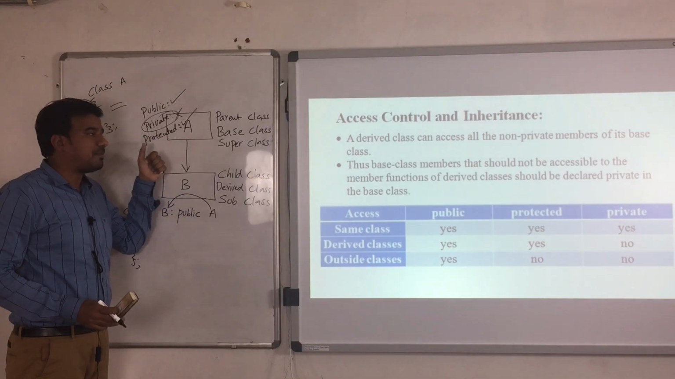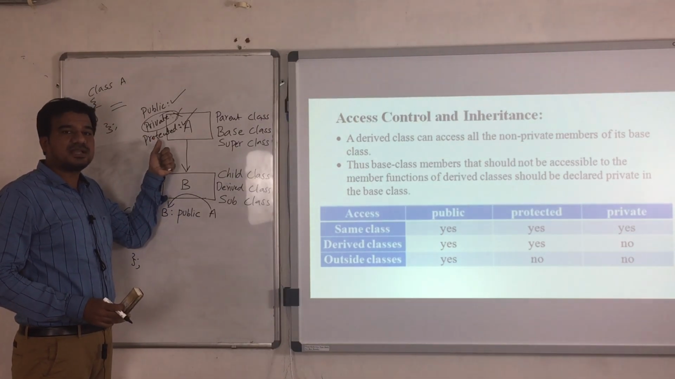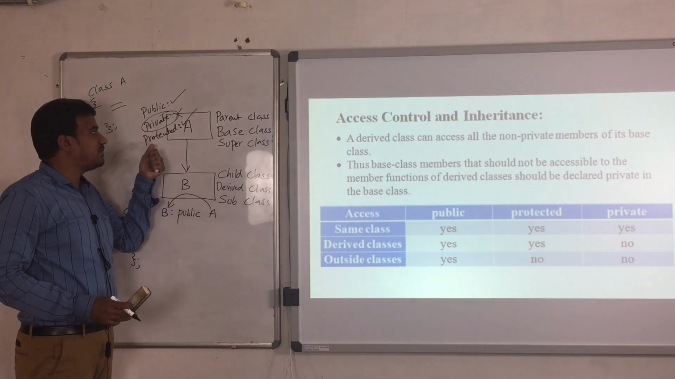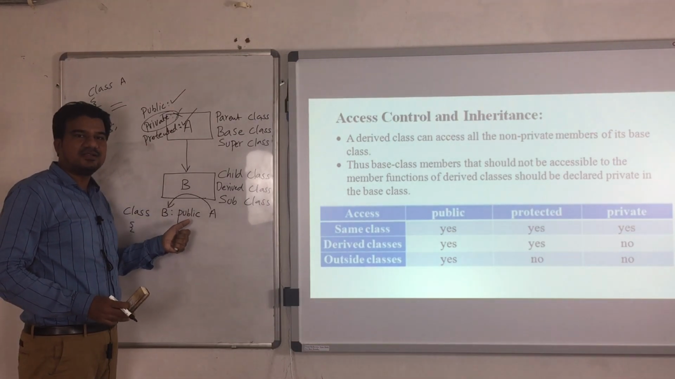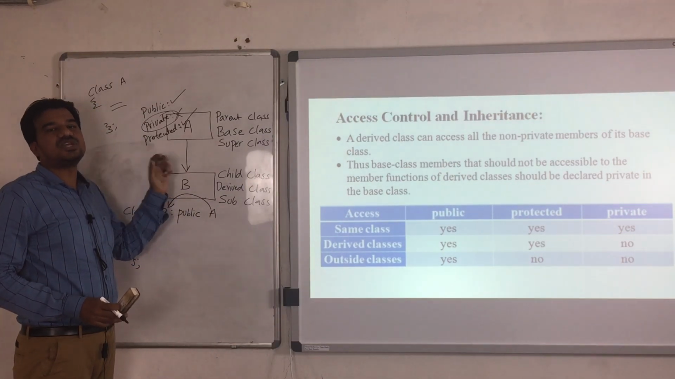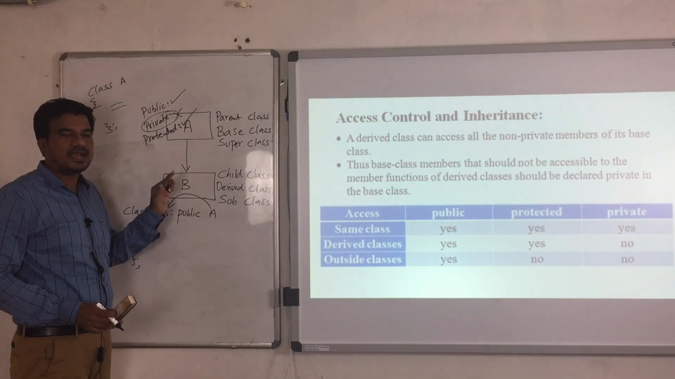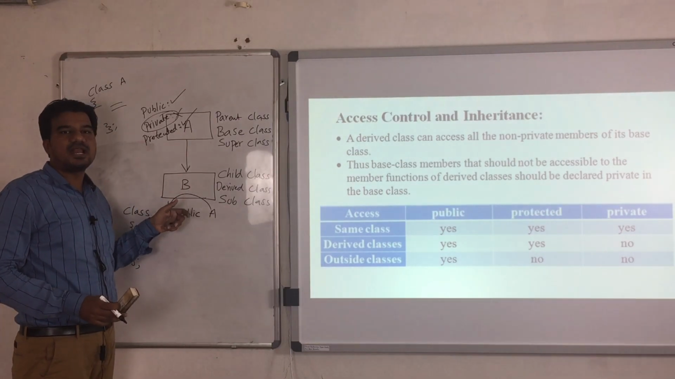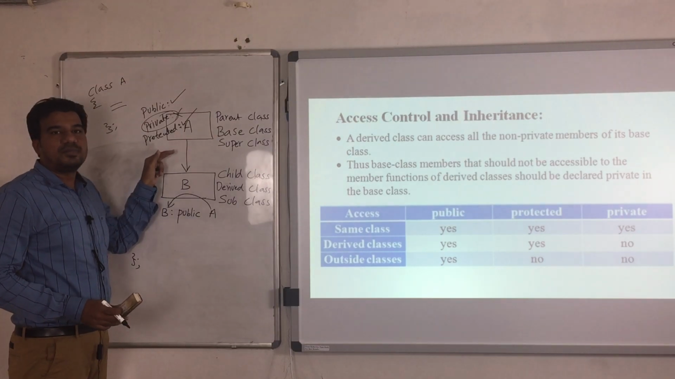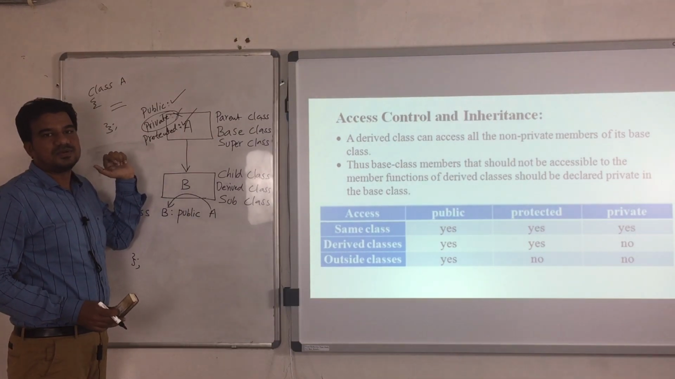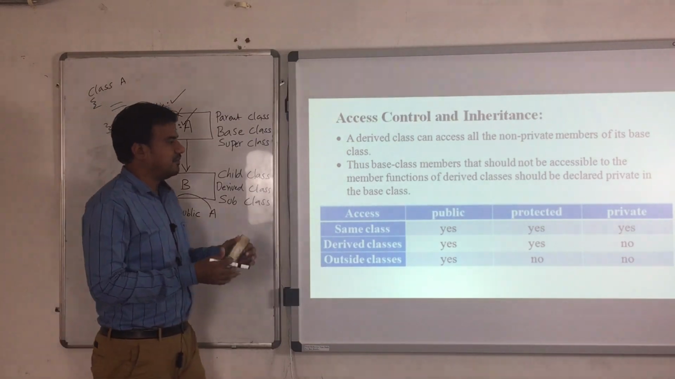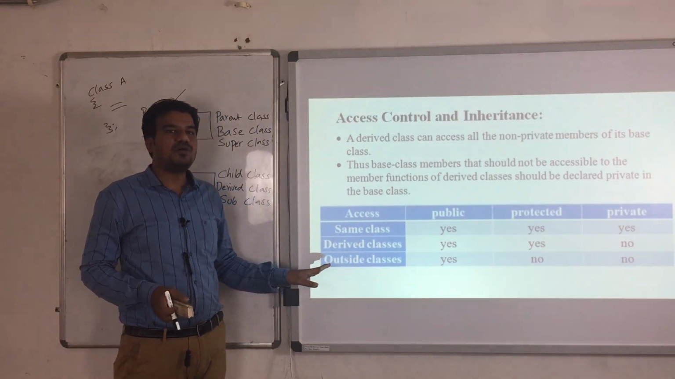Okay, public members from the base class you can access inside the child class. Protected members from the base class you can access inside the child class. But whereas private members, they are still private. We are not having any access under my derived class to the private members of base class. Clear? Yes, over here I have specified this with the help of a table.